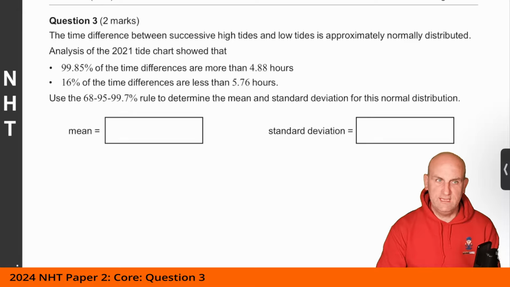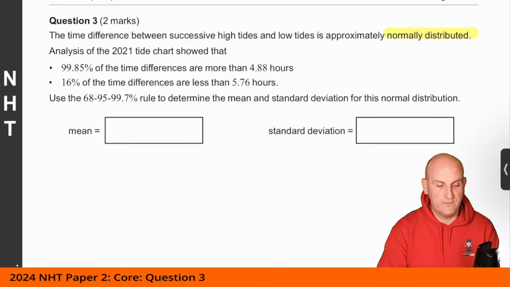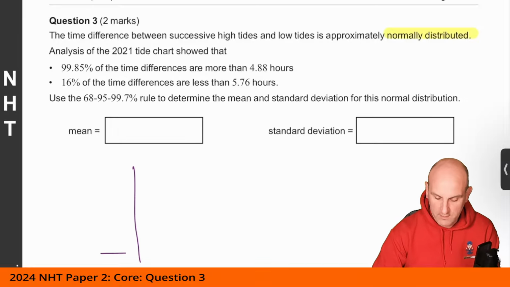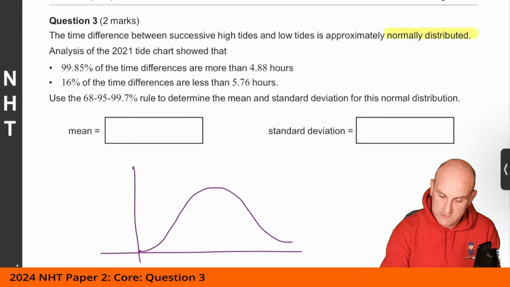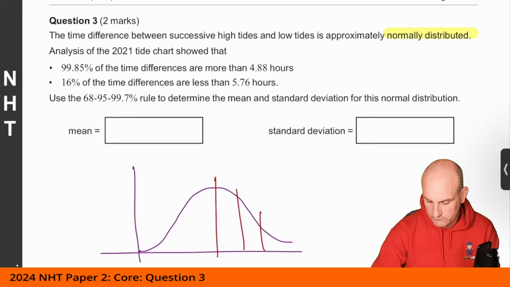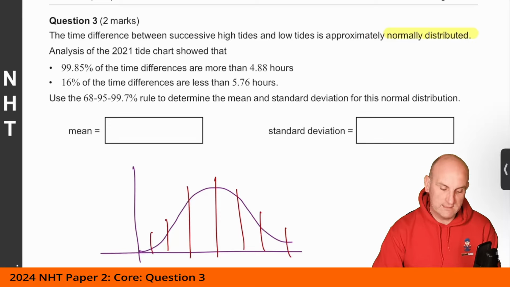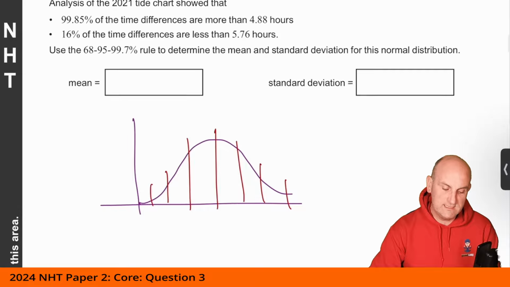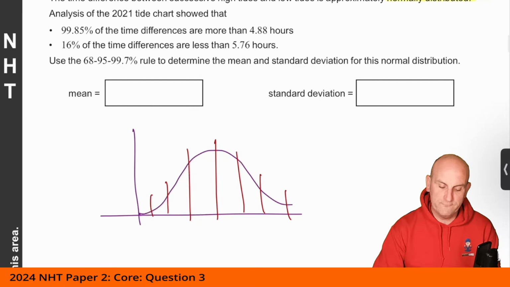Moving on to question 3, the time difference between successive high tides and low tides is approximately normally distributed. Whenever I see approximately normally distributed, I think to myself, okie dokie, I'm going to end up with my bell curve, so I'm going to draw a bell curve. To be fair, I haven't read the rest of the question, and I could be barking up the wrong tree. 1, 2, and 3. So analysis of the 2021 tide chart showed that 99.85% of the time differences are more than 4.88.